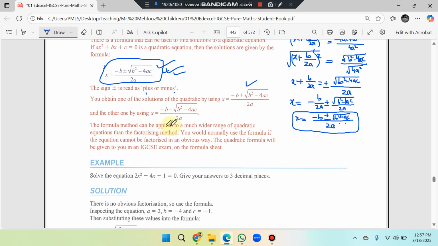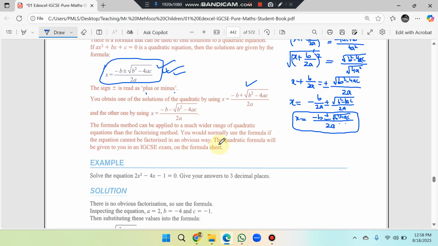The formula method can be applied to a much wider range of quadratic equations than the factorizing method. You would normally use the formula if the equation cannot be factorized in an obvious way. The quadratic formula will be given to you in an IGCSE exam on the formula sheet.